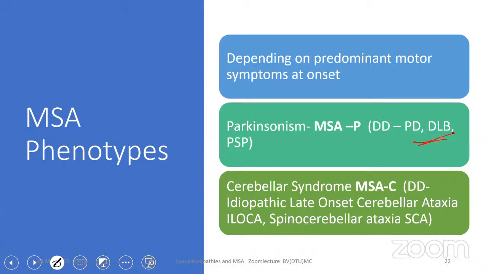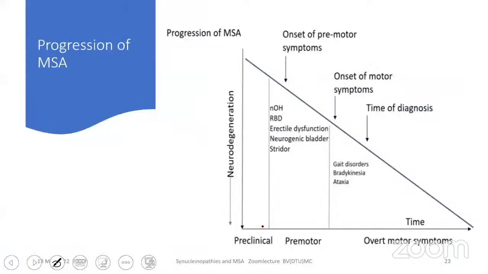For the cerebellar syndrome, the differentials are idiopathic late onset cerebellar ataxias and spinocerebellar ataxias. These late onset cerebellar ataxias are very commonly confused with this. So whenever a person has cerebellar syndrome and autonomic features, you try and look for Parkinsonian features also, and then we can come to a conclusion and diagnosis.